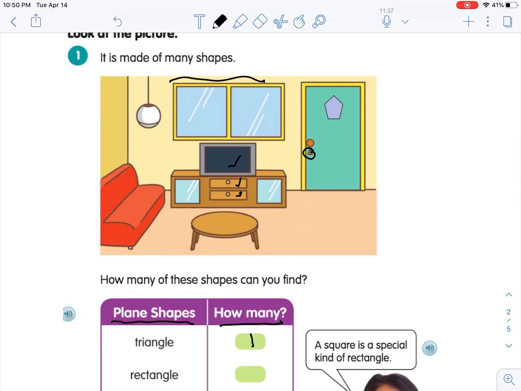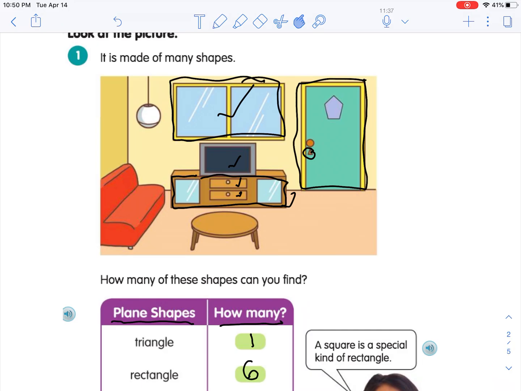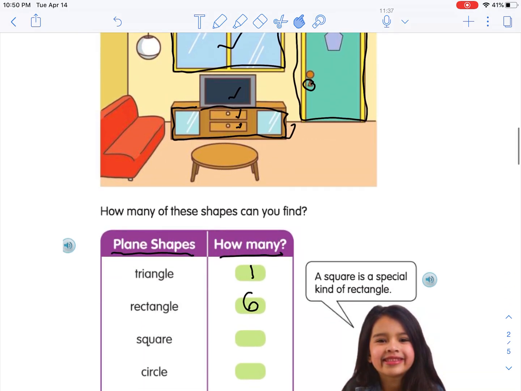This whole shape of the window, 4. That TV stand, the front of it, the flat front of it, 5. Oh, and the door, right? The door, the whole door would be 6. I found 6. I don't know about you. Maybe you found some more. Maybe you found less. Now let's see what's the next one it wants to do.